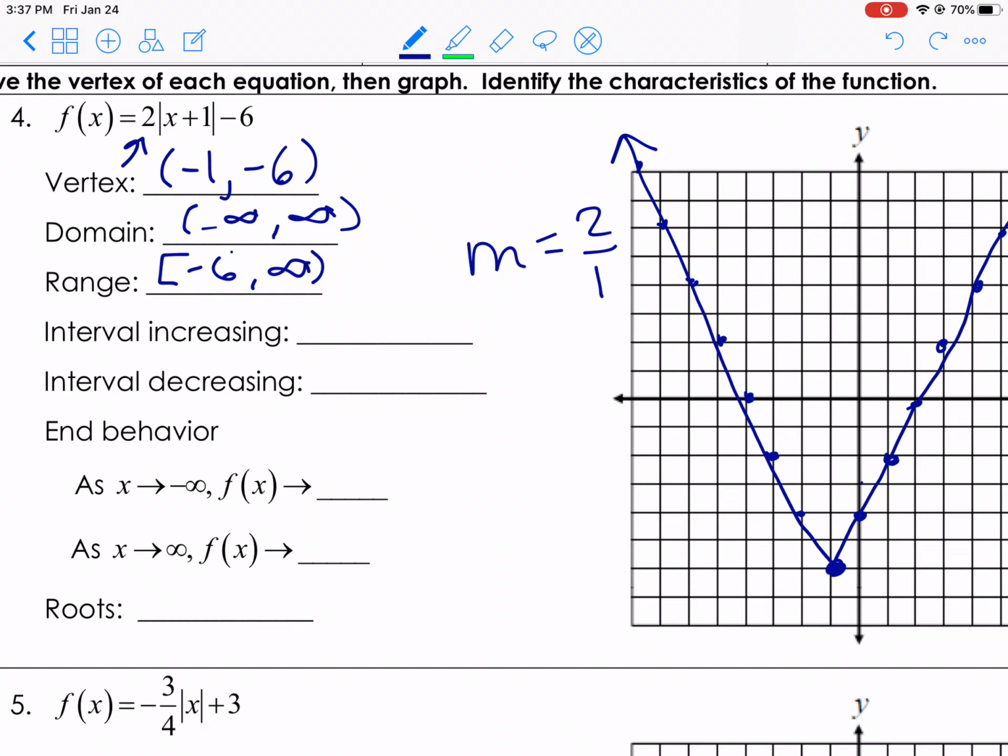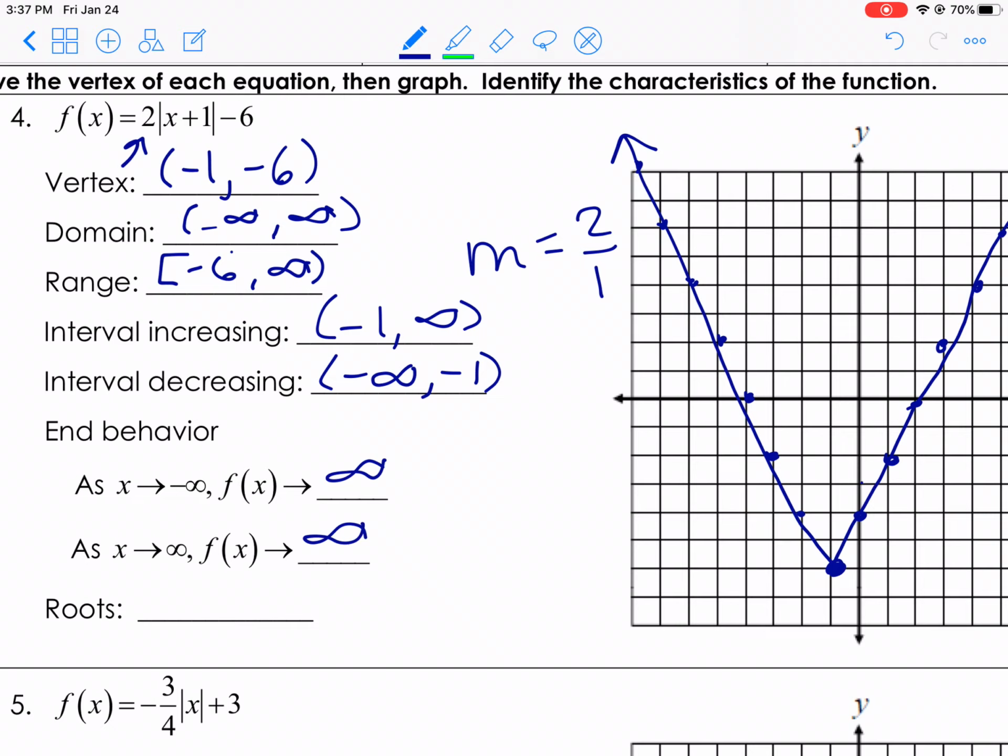The interval increasing happens to the right of this green line. So increasing occurs from negative 1 to infinity. And it's decreasing from negative infinity until negative 1. The end behavior, as you look left, the function's going up. As you look right, the function's going up. So we have positive infinity in both cases.